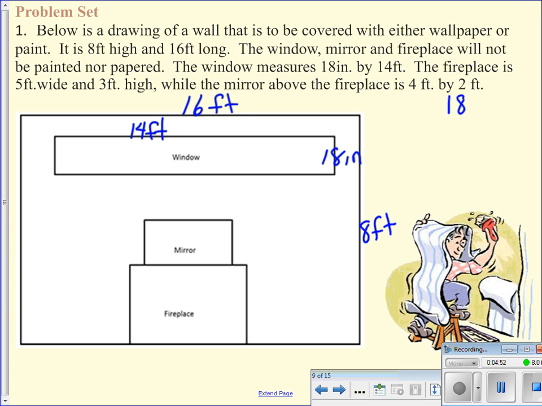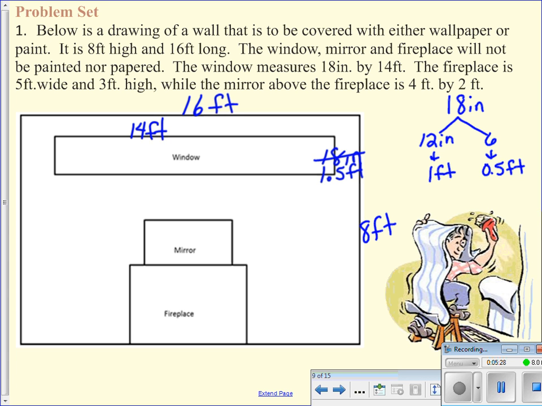So if I have 18 inches, how many inches are in a foot? 12. So if I break that into 12 inches, that's 1 foot. But how many inches are left over? Six. So six is half a foot. So I'm going to cross off my 18 inches and write it as 1.5 feet. So I have to have all the same units. Yeah, now that makes more sense. Absolutely, no red flags now.